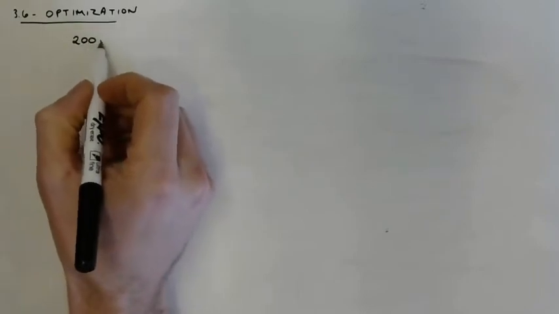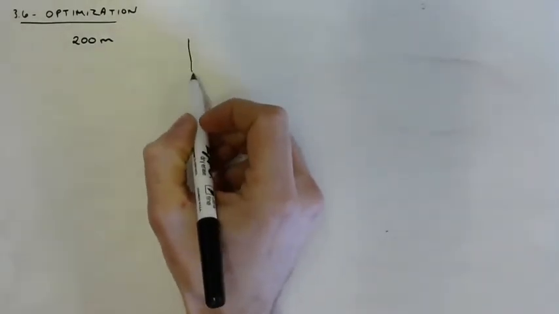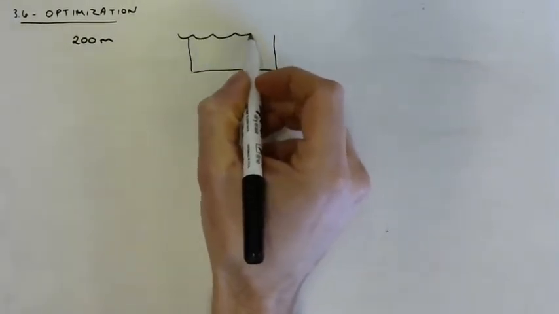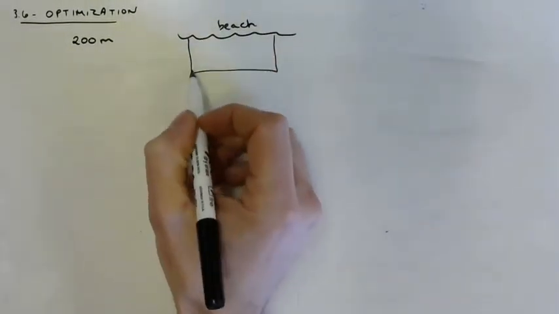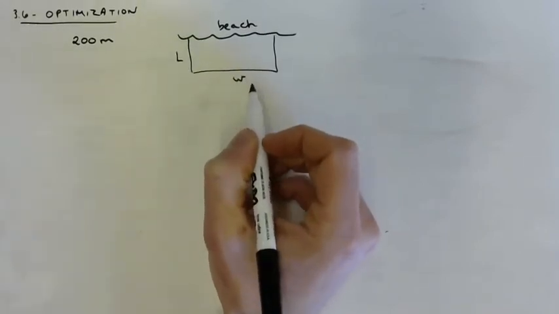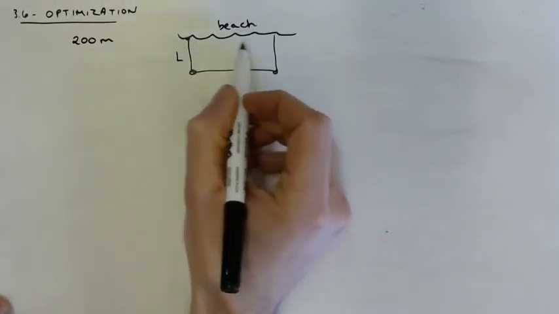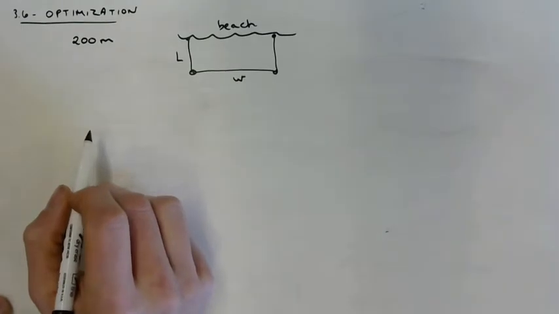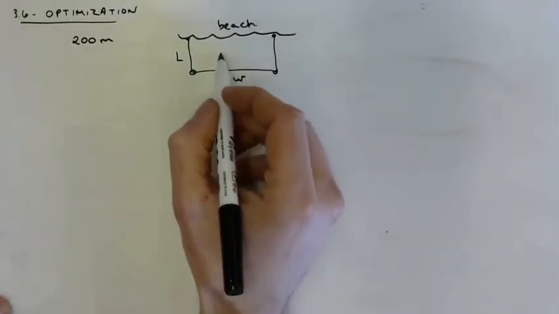Example 1, a lifeguard has 200 meters of rope. She's going to enclose a rectangular area. You already have this diagram with the beach. So she's got 3 sides, 2 lengths and 1 width, which will take up the whole rope, and she's got a buoy here and a buoy here to hold it in place, and maybe there and there. And the beach is going to form one side. Find the dimensions that will produce the maximum enclosed area.